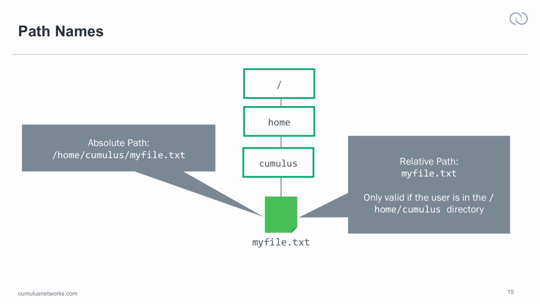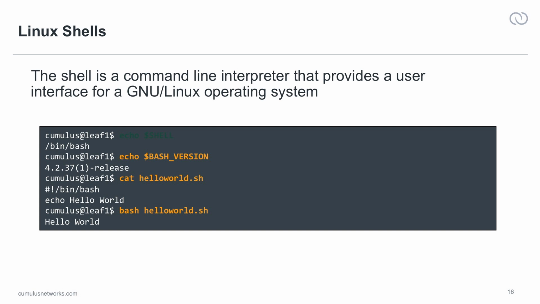/home/cumulus/myfile.txt. Relative path relies on the user's current directory location to locate the file. This has the potential to cause confusion if files with the same name are kept in different directories. Linux uses the concept of a shell. A shell is the technical name for the process that presents a command prompt to the user. It is a command line interpreter which allows both text-based command line input and scripting commands.